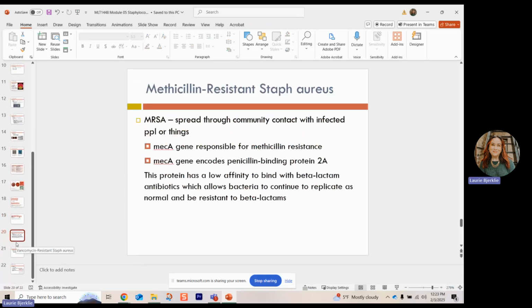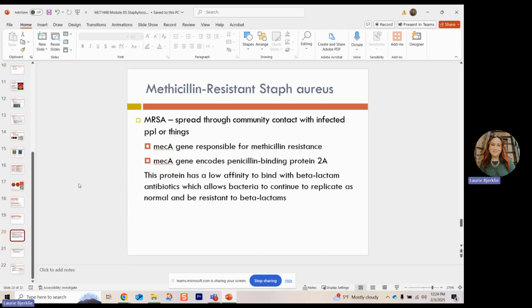Okay, some other quick mentions here. I'm sure you guys have all heard of MRSA, which stands for methicillin-resistant Staphylococcus aureus. This has become quite prevalent, unfortunately. It is a drug-resistant strain of Staph aureus, and it's very much spread through community contact with infected people or things that they've touched and that haven't been well cleaned.